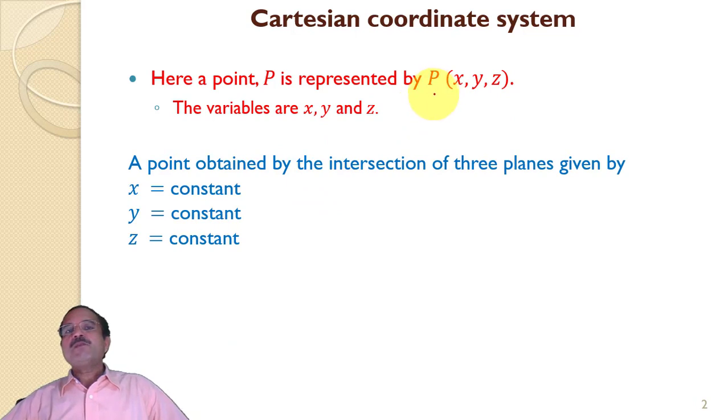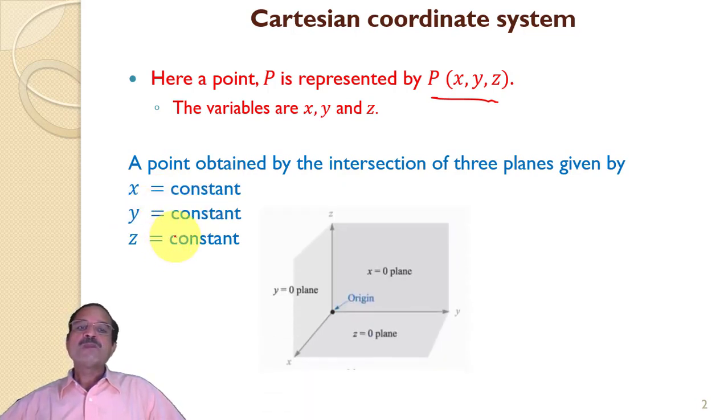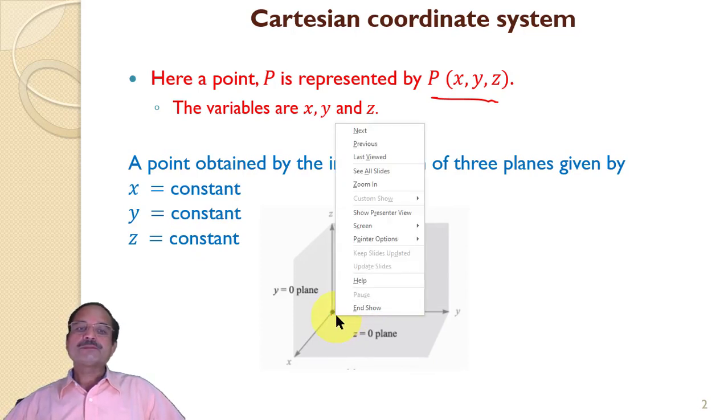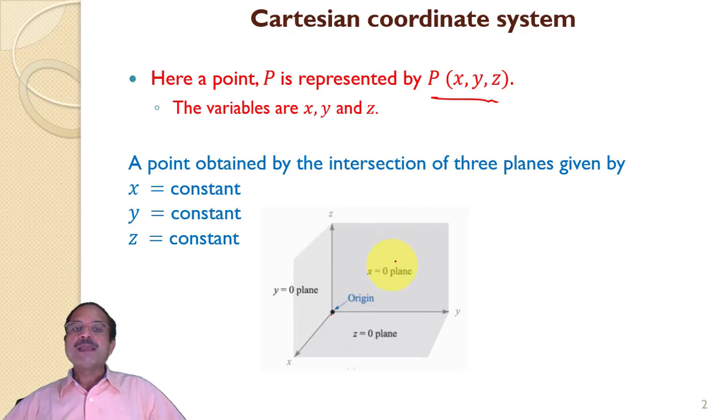Now, if I want to represent a point P in Cartesian coordinate system, then it is always the intersection of three planes: a plane with x equal to constant, a second plane y equal to constant, and a third plane z equal to constant. So if I assume a point at origin, this point is the intersection of three planes: x equal to 0 plane, that is the yz plane; y equal to 0 plane, that is the xz plane; and z equal to 0 plane, that is the xy plane. So the intersection of the 3 planes is this corner, which is the point at origin.